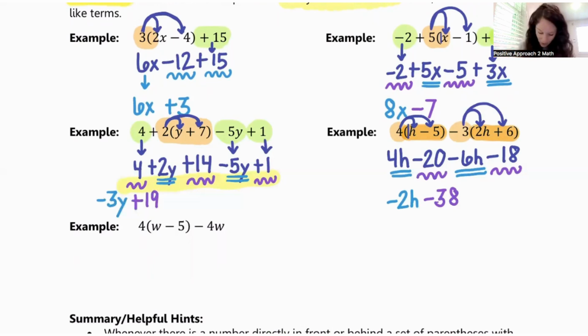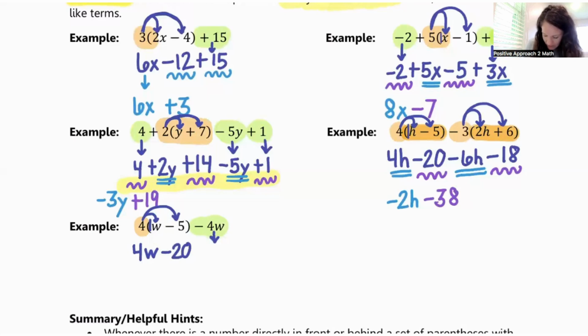Not the negative 4W. This 4 is glued to that parenthesis. There's no symbol in between. And this guy is kind of out on its own. So that's just going to come along for the ride. We're going to distribute 4. There is a 1 in front of that W. That gives us 4W. And then we're going to do 4 times negative 5, which gives us negative 20.